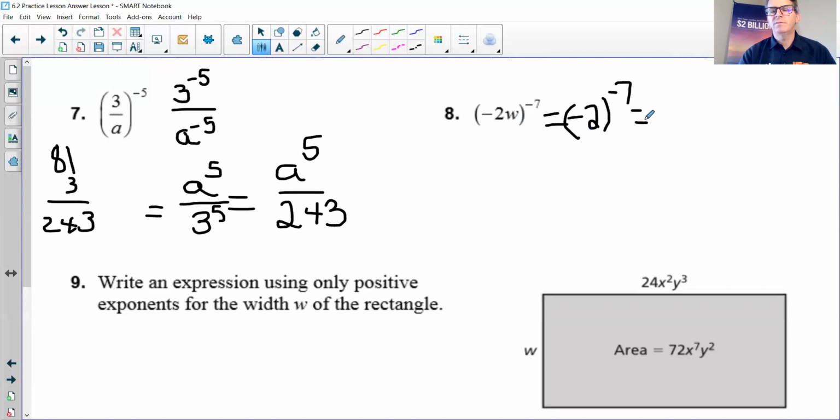go w to the negative 7. Okay, so that's 1 over negative 2 to the 7th, times w to the 7th.